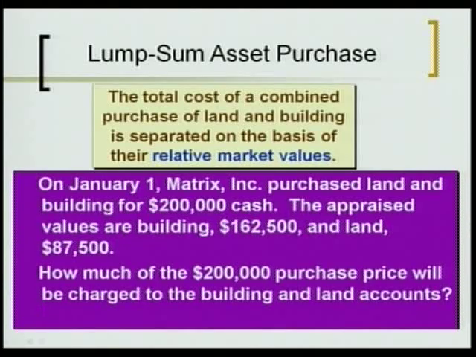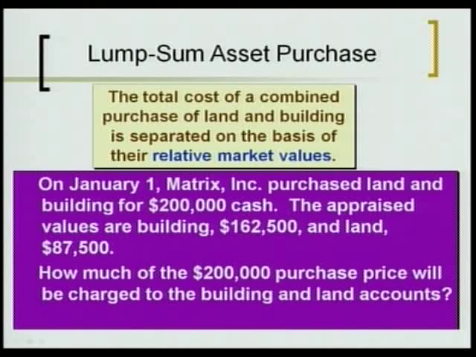On January 1, Matrix Inc. purchased land and buildings for $200,000 cash. Now the appraised values are building 162.5 and land 87.5. Okay, how much of the $200,000 price will be charged to the building and land accounts?